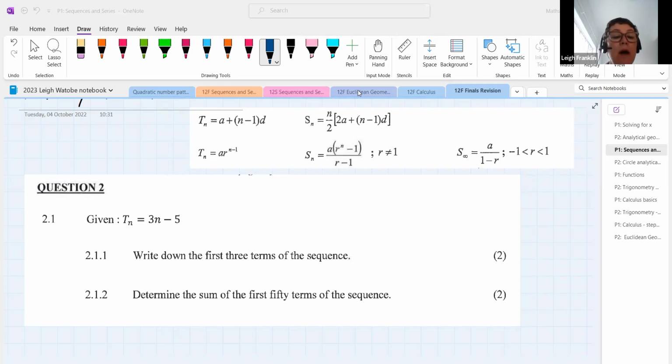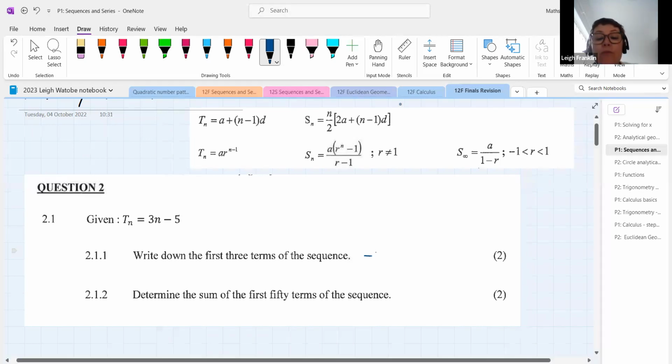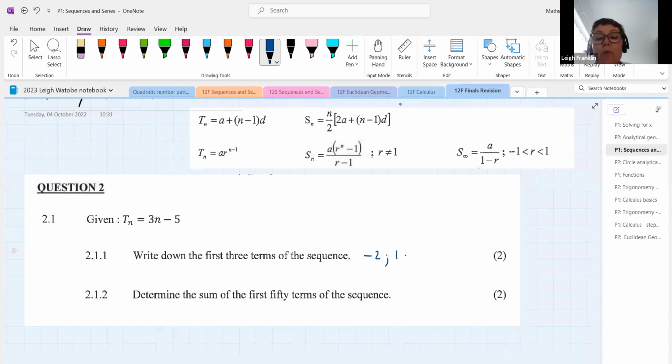So you'd be subbing 1 and then 2 and then 3 into your formula. You're quite right, Amatle. If we subbed in 1, we would end up with the answer of -2. That would be our first term. If we subbed in 2, we would then get a second term of 1. And if we subbed in 3, we would get a third term of 4. Does that make sense to everybody? All right, nice and easy.